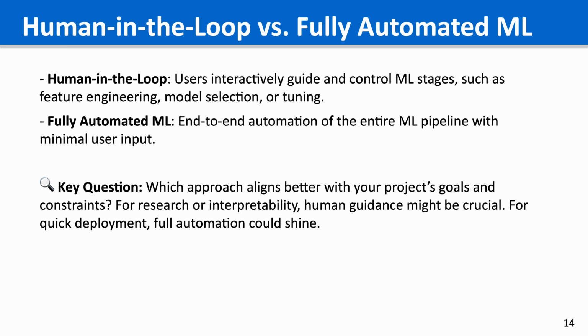In practice, most teams use a hybrid strategy. They let AutoML generate a strong baseline, then step in to refine, interpret, and govern the final model. So think of automation not as an all or nothing switch, but as a dial you set according to timeline, data complexity, and regulatory pressure.